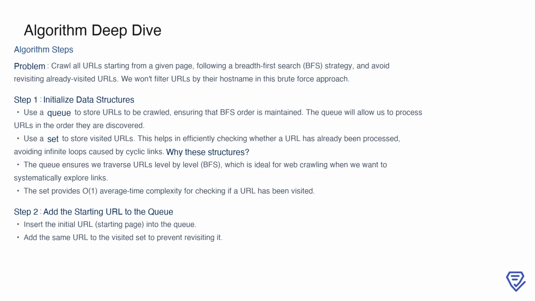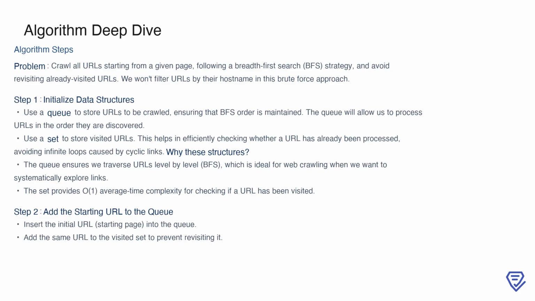On the other hand, the set helps us track already visited URLs, allowing us to efficiently check whether a URL has been processed. This prevents infinite loops, which could occur due to cyclic links. Together, these structures allow us to maintain both order and efficiency during the crawl. The process begins by adding the starting URL to the queue as the first page to explore. At the same time, it is added to the visited set to ensure we don't revisit it, setting the foundation for our algorithm.